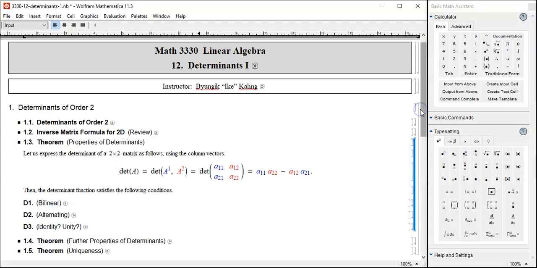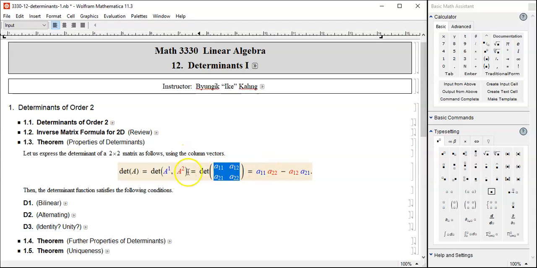The basic properties of determinants, the fundamental properties of determinants. We can express the determinant of a 2 by 2 matrix, which is like this, in this kind of double variable function form. First variable is the first column vector, blue column vector, and second variable is the second column vector, red column vector. Then you can regard determinant as a double variable, vector variable function, where each vector variable is a two-dimensional column vector.